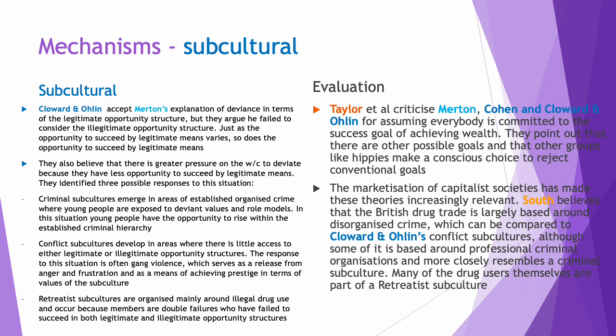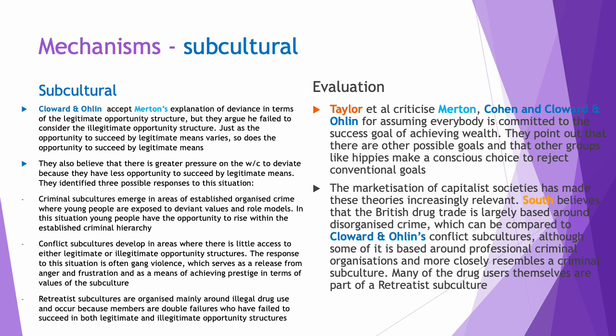Retreatist subcultures are organised mainly around illegal drug use and occur because members are double failures who have failed to succeed in both legitimate and illegitimate opportunity structures. Neo-Marxist Taylor criticised Merton, Cohen, and Cloward and Ohlin for assuming everybody is committed to the success goal of achieving wealth. They point out that there are other possible goals and that other groups like hippies make a conscious choice to reject conventional goals. The marketisation of capitalist societies has made these theories increasingly relevant.